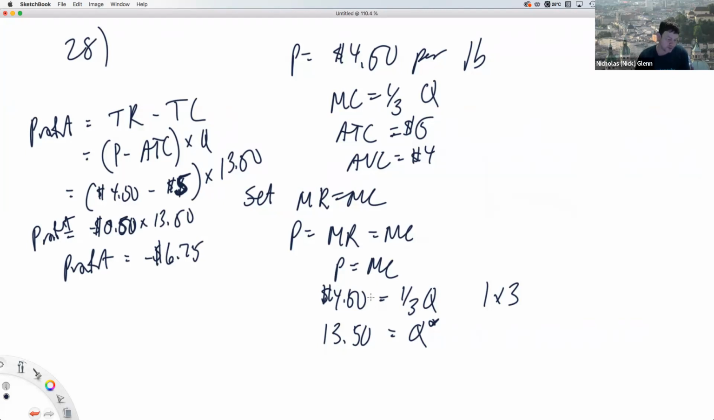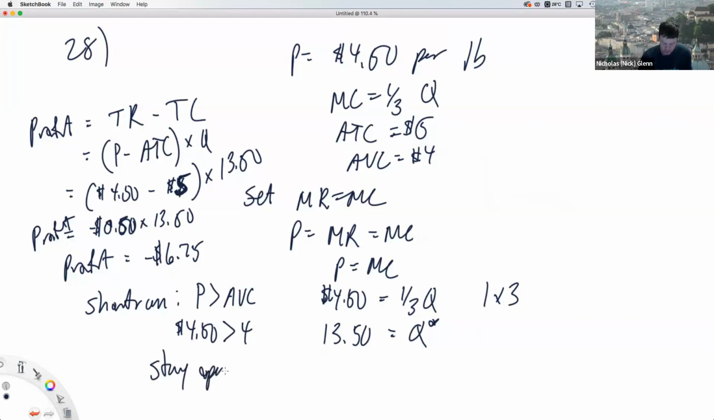All right, so let's answer some questions. So do you stay open in the short run? Well, as long as the price is higher than the average variable cost, you stay open. Price is $4.50. Average variable cost is $4. So stay open in the short run.